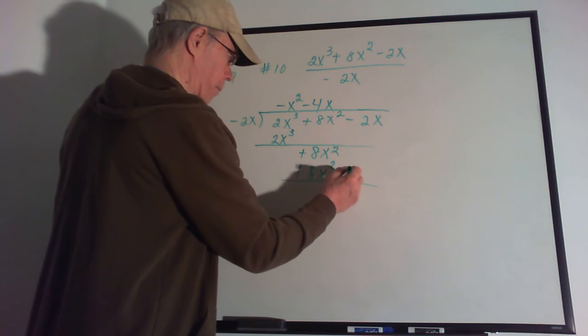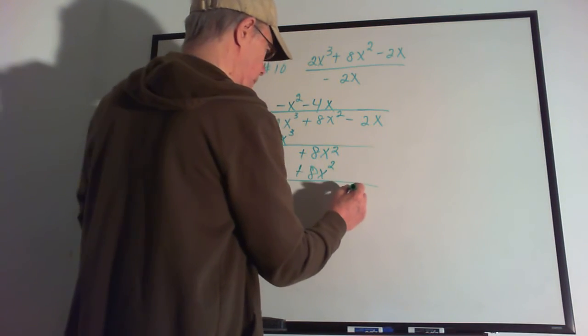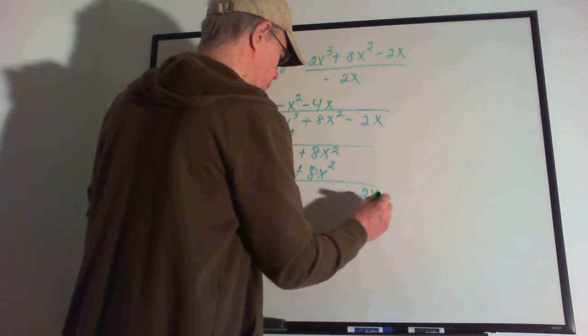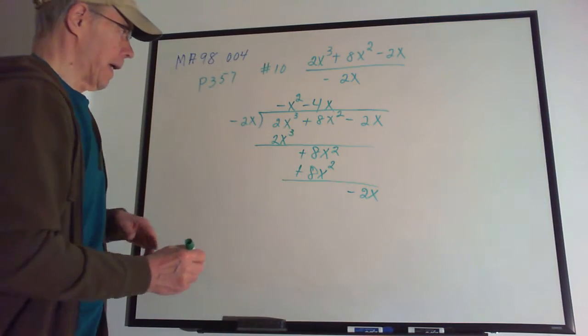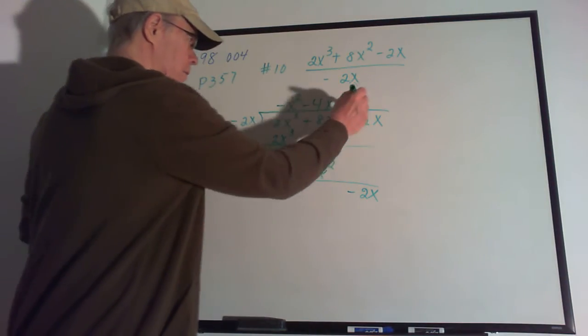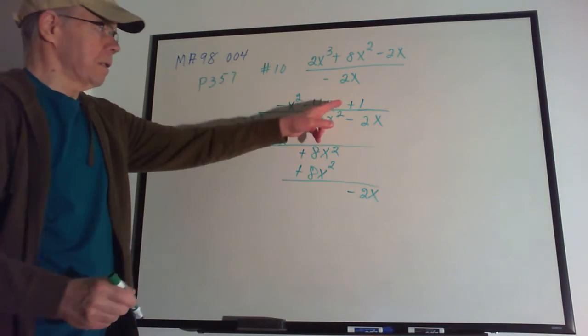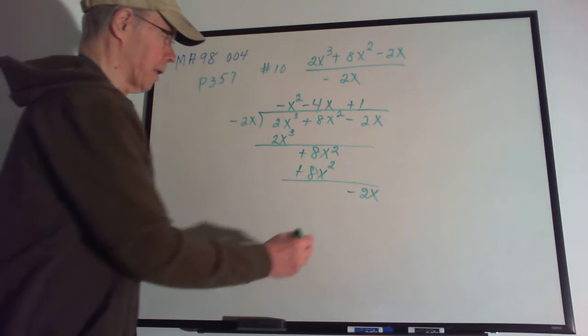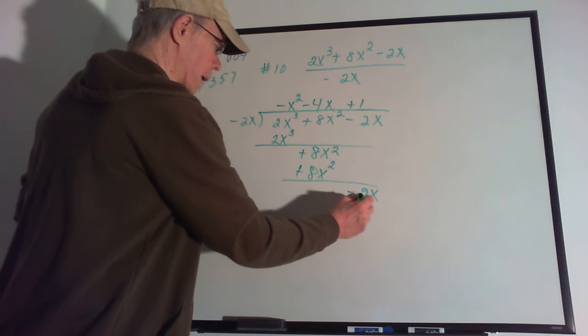you get 0 again, bring down the negative 2x. Negative divided by a negative is going to give me a positive. 2x divided by 2x is going to give me a 1. So positive times a negative is a negative. 1 times 2x is 2x.